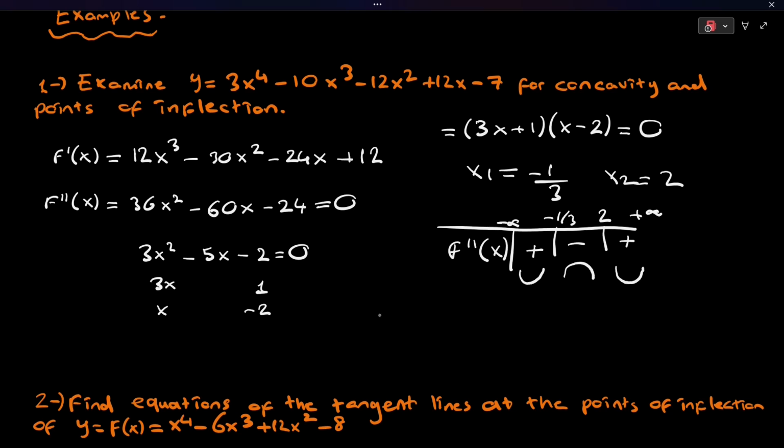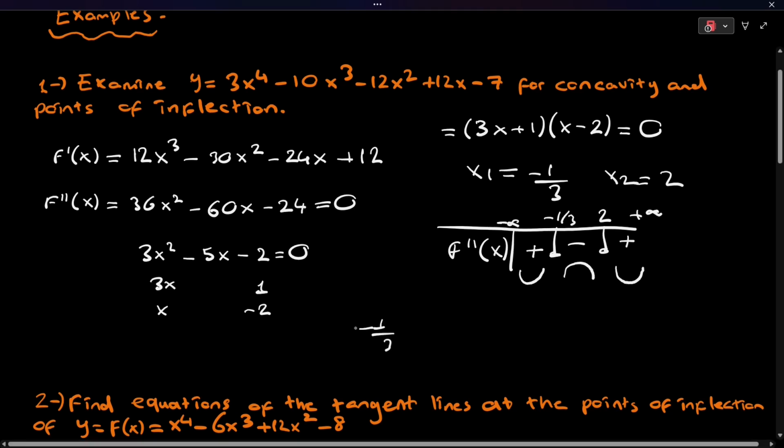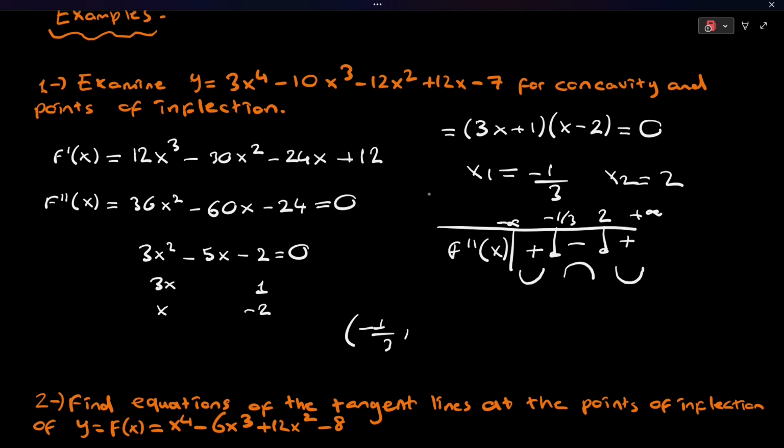What about the inflection points? I have 2 where the concavity changes. One is here and one is here. So the first one is negative 1/3. And I need to plug this in the function. I really don't want to. Yeah, I'm gonna leave it like this. It's okay. You can try to evaluate by yourself.